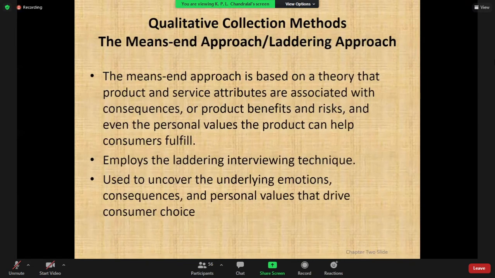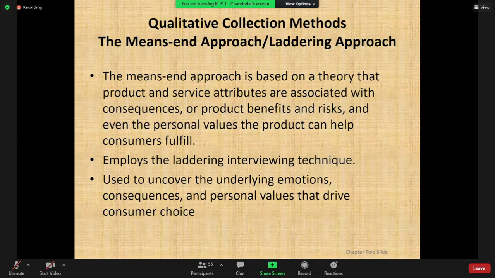Okay. Let's move on. Then the next approach, the means end approach. Sometimes we call it the laddering approach as well. The means end approach is based on the theory that product and service attributes are associated with consequences or product benefits and risks. And even the person who values the product can help consumers fulfill.